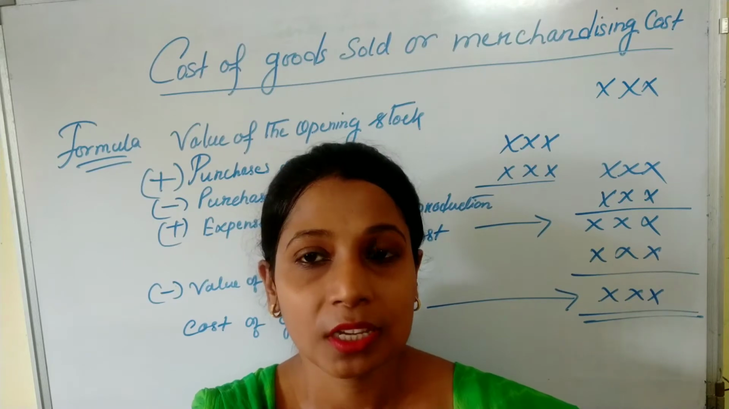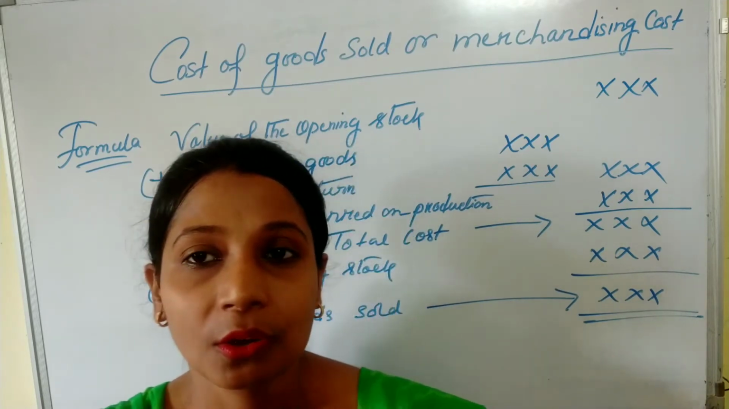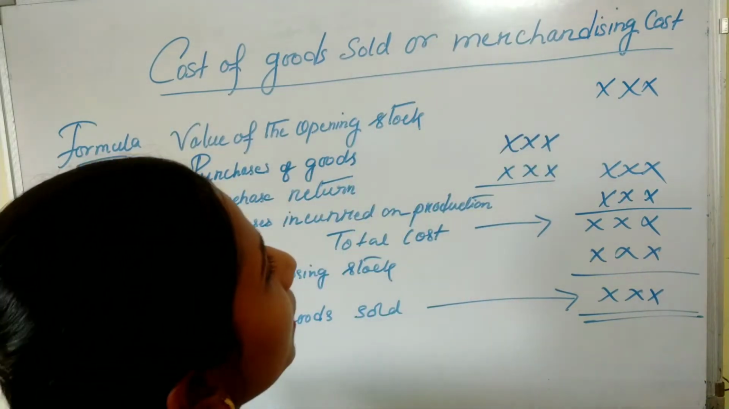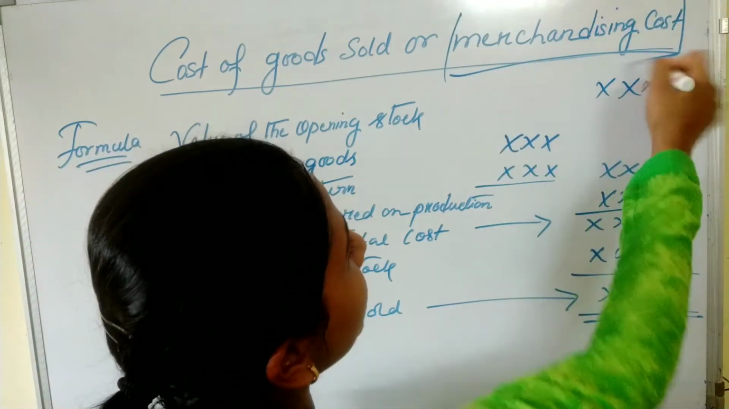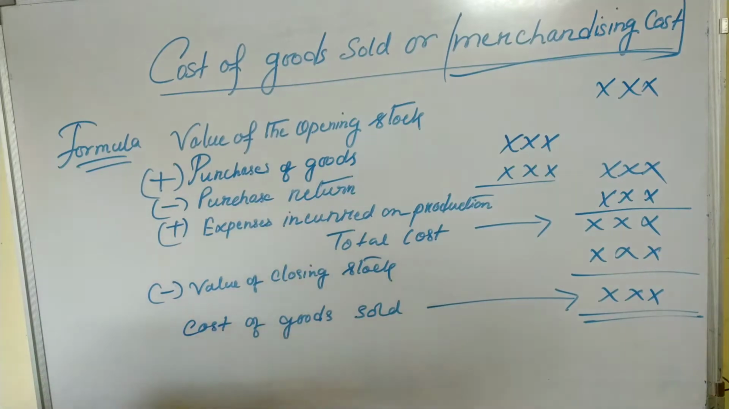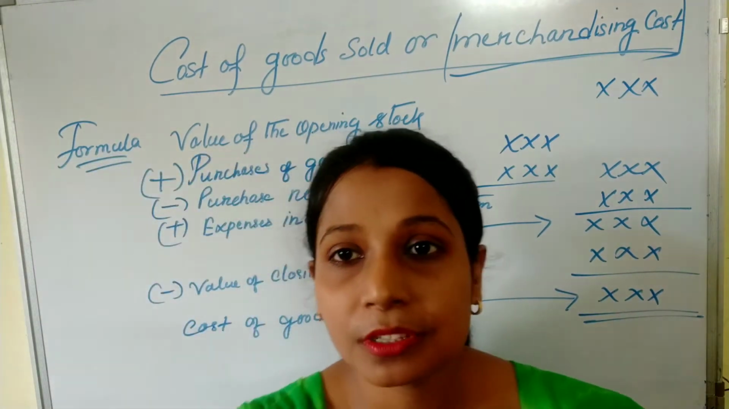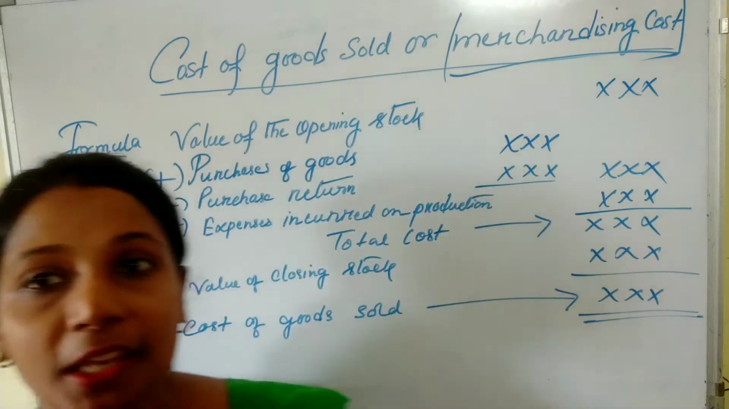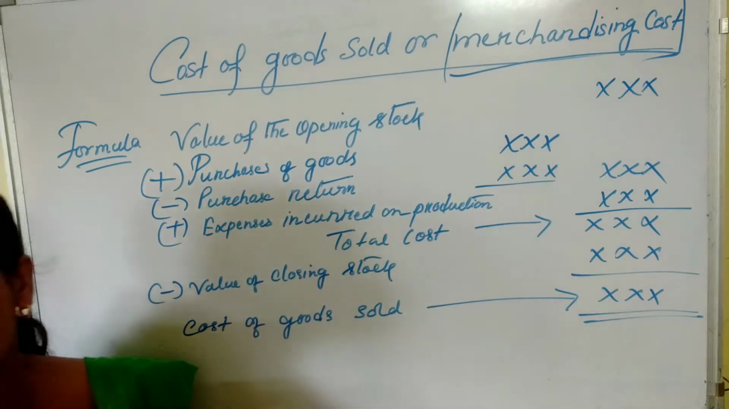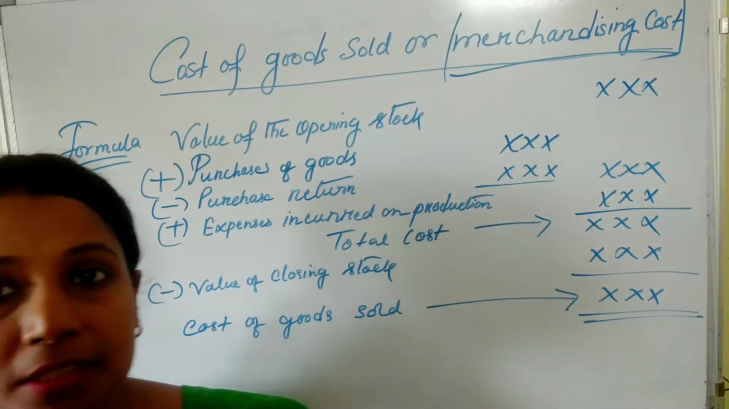So today we are going to learn cost of goods sold. Now see, what is cost of goods sold? Cost of goods sold, or another term for it, is merchandising cost. Now what is merchandising cost? Merchandise means commodities or goods that are bought and sold in business.